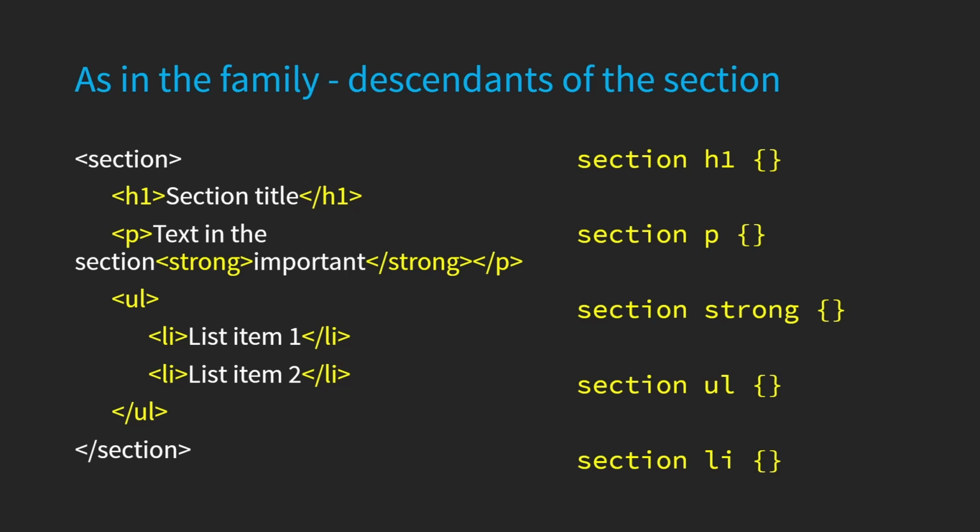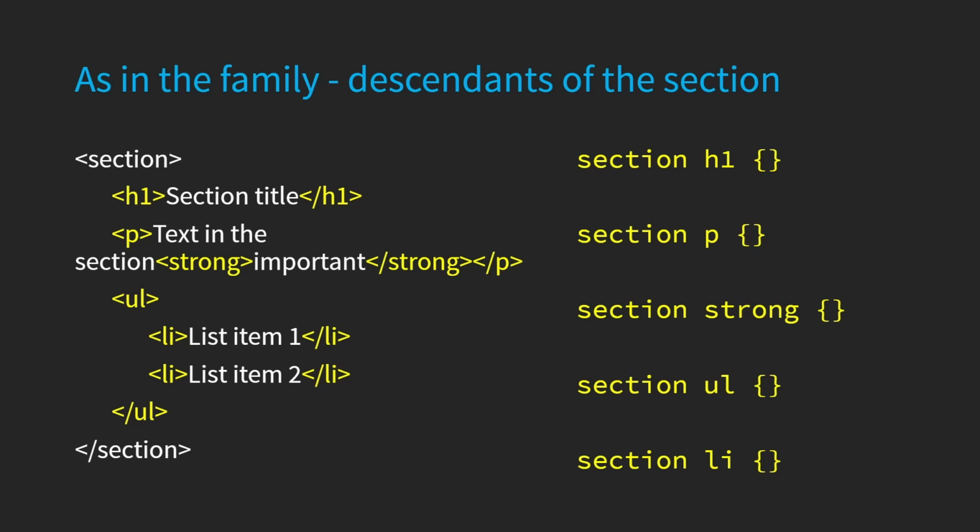So the first one is section h1, which we can read as take the h1 tag, which is a descendant of the section, and we can see it highlighted in yellow. The second one is section p, which we can read as take the p tag, which is a descendant of a section, or take a p tag, which is in the section.